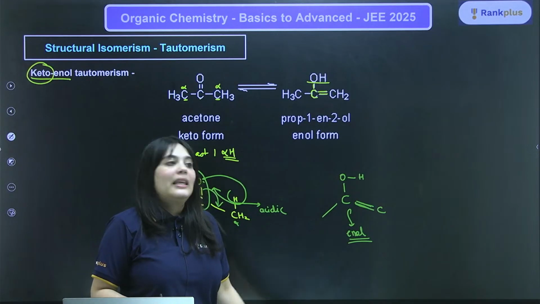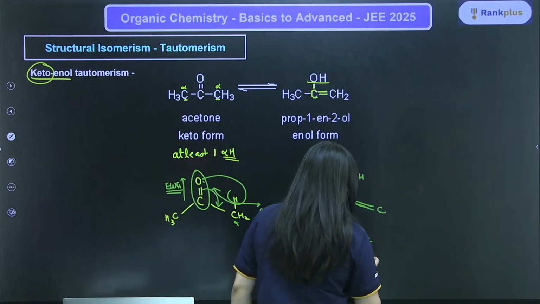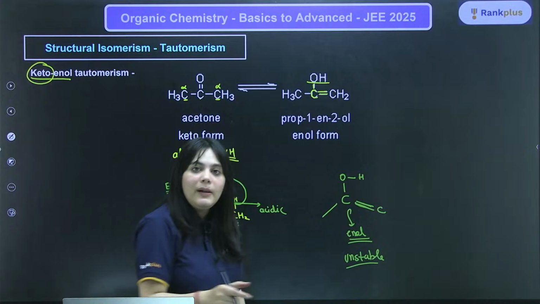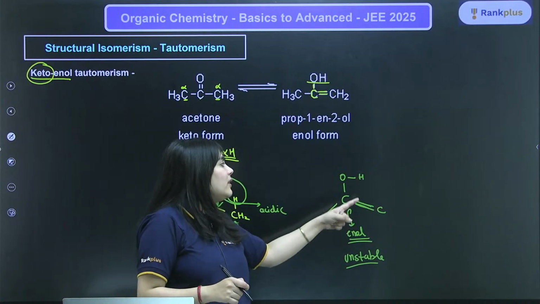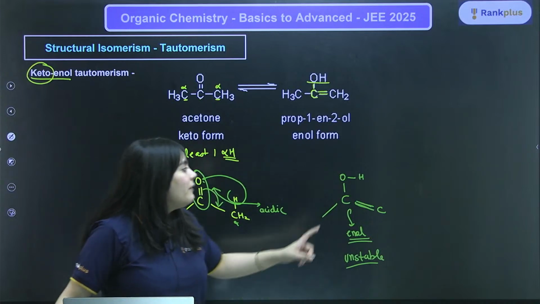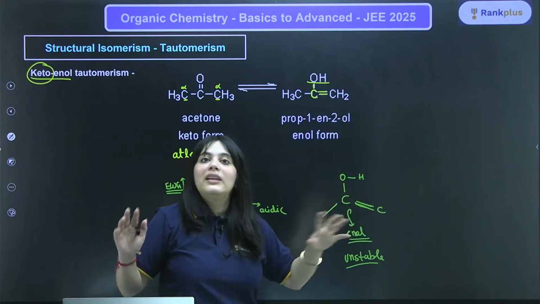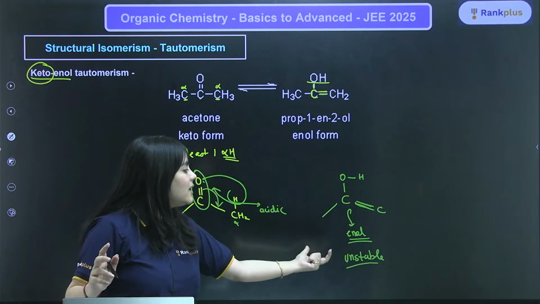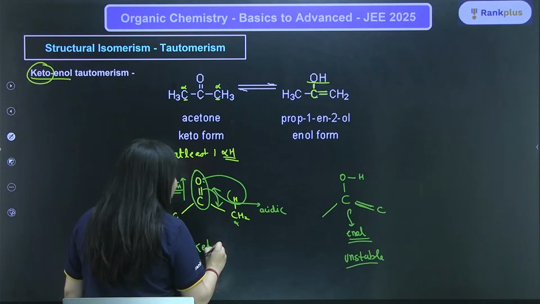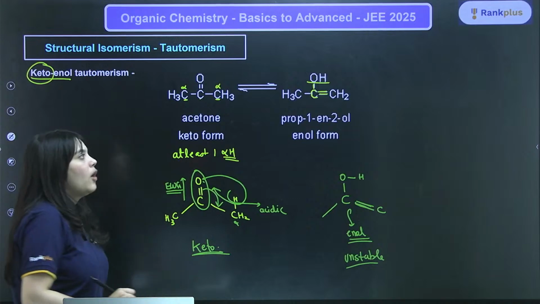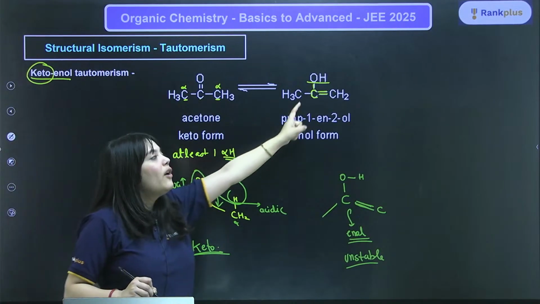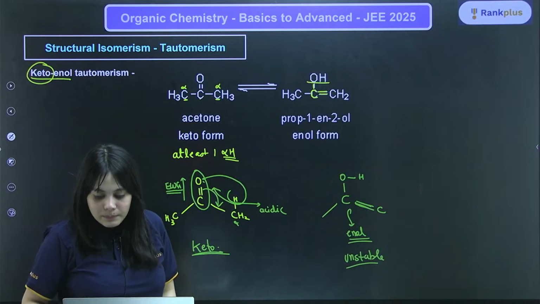Now remember one thing, enols are very unstable. Why? Because whenever there is a double bond and an OH group on it, they are never stable together. Hence this is very unstable. The keto forms in maximum cases are the most stable form. Understand this: keto forms are more stable than enol forms. Is this clear to everyone?